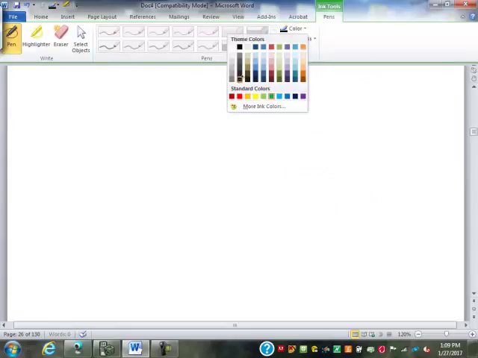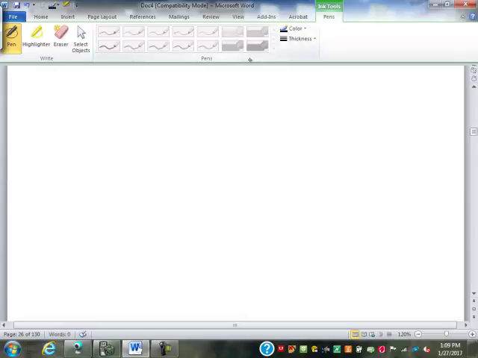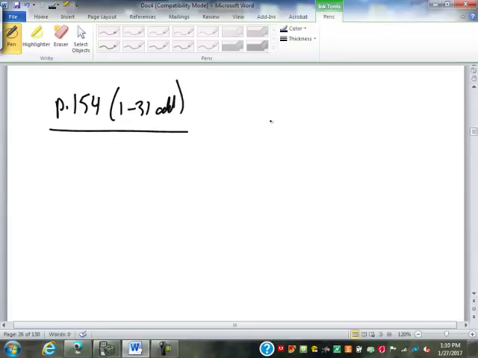So, let's let you guys try some of these. These are in the big book. I believe it's page 154. Let me double check here. Yep, page 154 is the ones I want. Page 154, 1 through 31, the odds. I'm going to give you about 10 minutes to work.